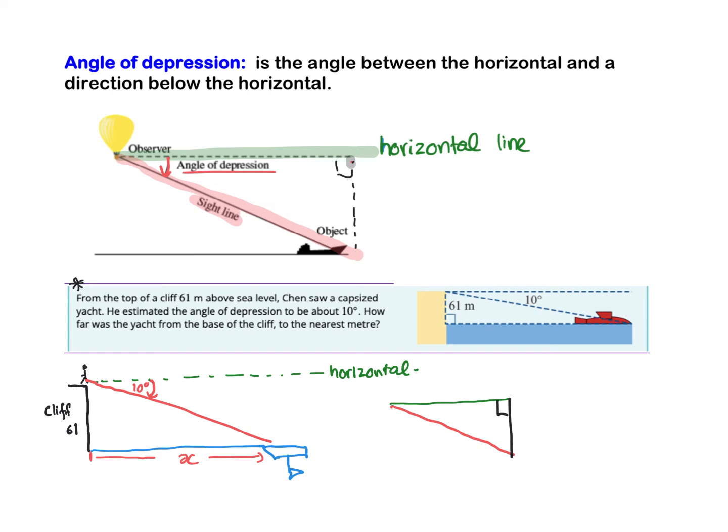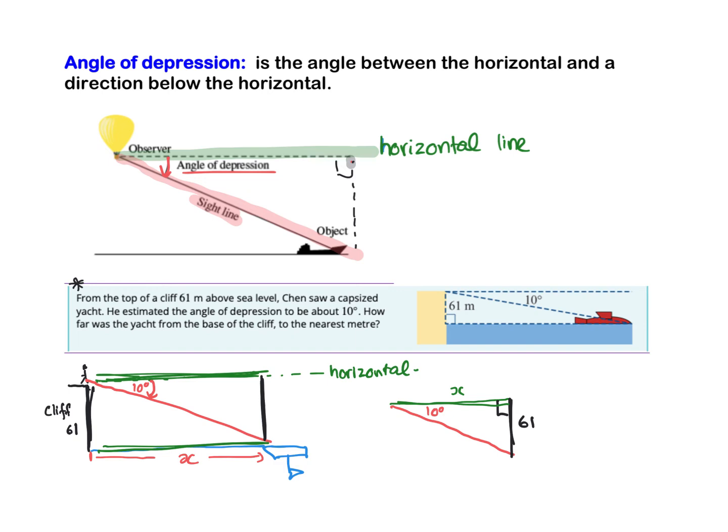Okay, now this bit here that I've just drawn is the same as the cliff distance. Would you agree? So I can say that's 61, and I've got the angle of depression is 10 degrees. And now would you agree that this distance is the same as that horizontal line up there? So I can say that's my x. So you can draw it like that if you like.